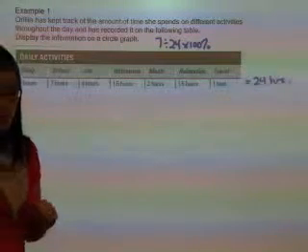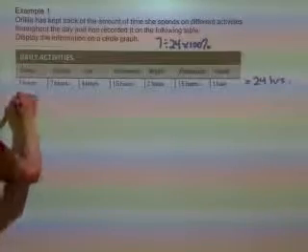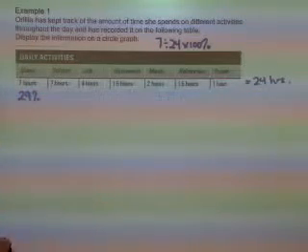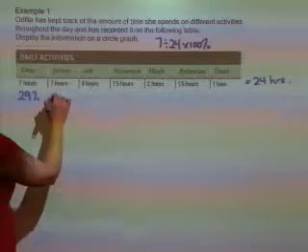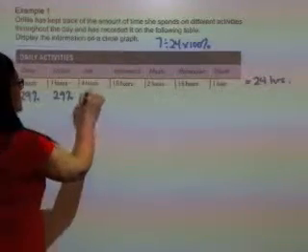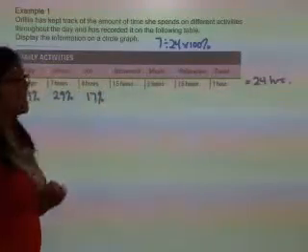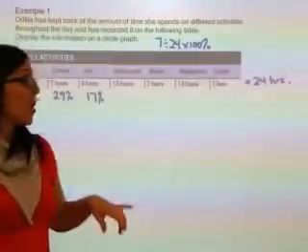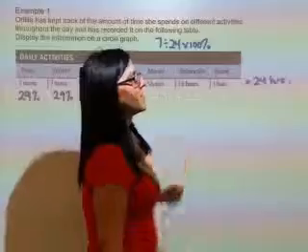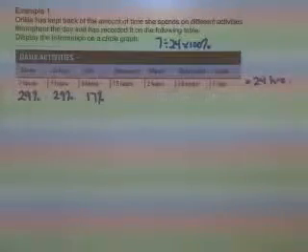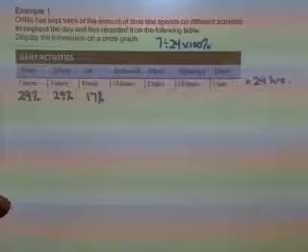If I do that calculation on my calculator, pause this and do the calculation yourself. Round it to the nearest whole percentage, and I get 29%. 7 hours will be the same. Now I have 4 hours. 4 divided by 24 times 100, 17%. So now I want you to press pause and calculate the percentages for the last 4 categories. When you've done it, you can press play again, and then I will write them in for you.